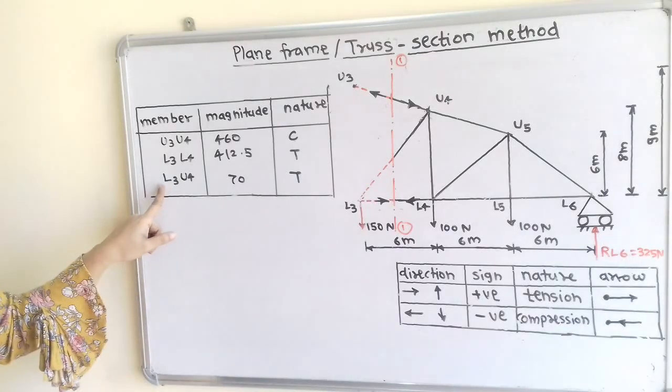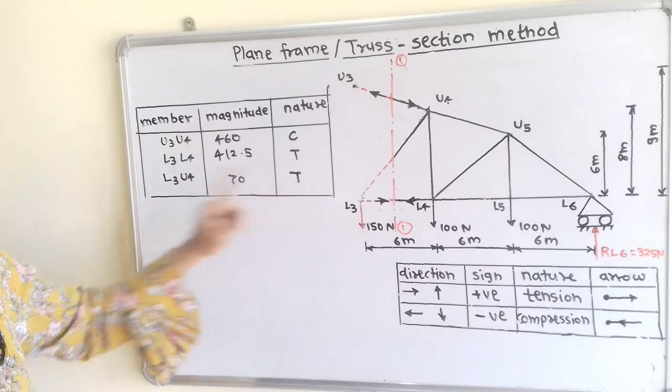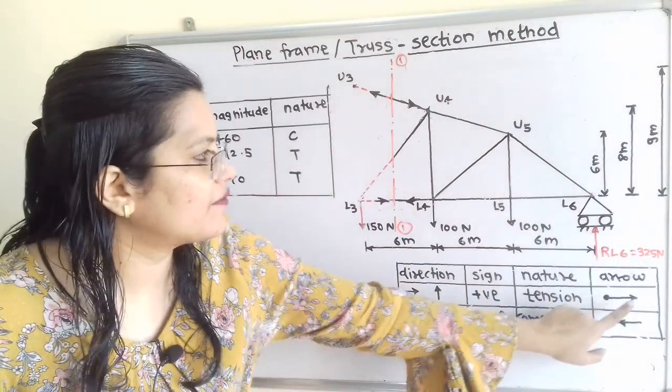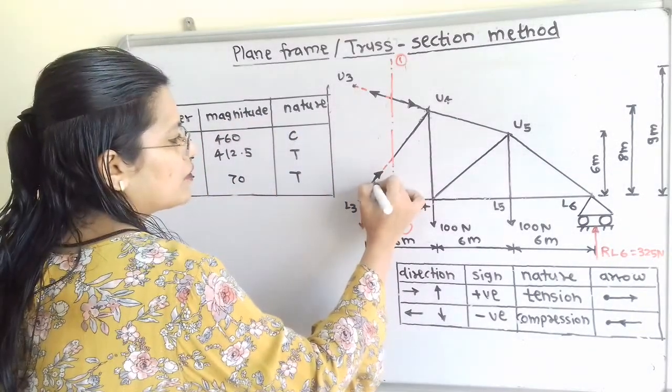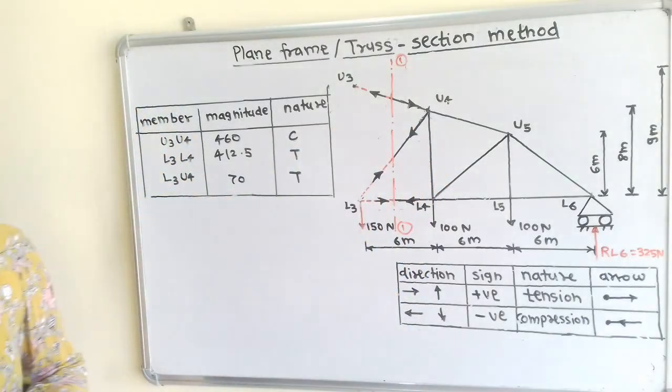Then next is L3, U4. So for L3, U4 magnitude is 70 Newton, nature is tension. So for tension we have to show arrow away from the joint. So for L3 also we have to show arrow away from joint, and for U4 also we have to show arrow away from joint.